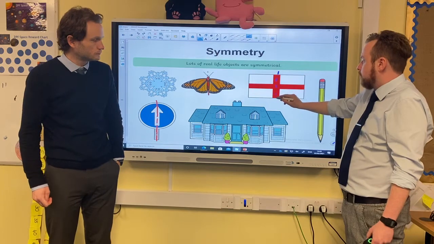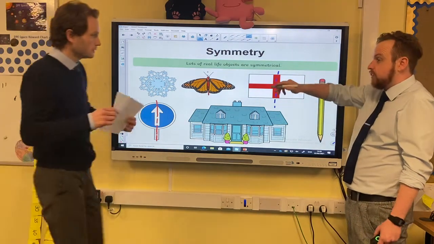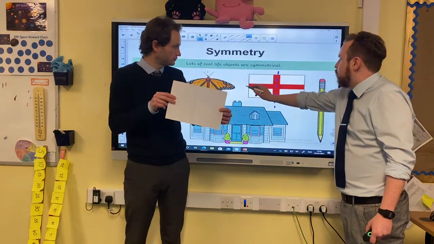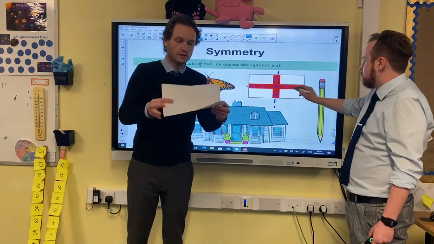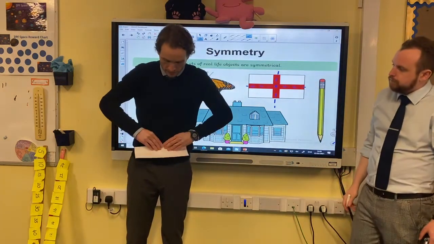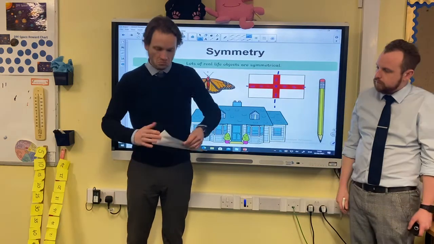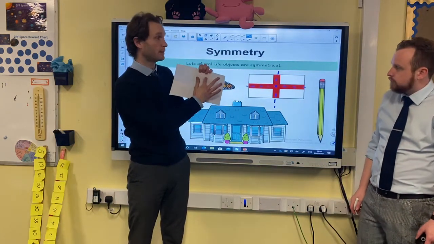So I could go vertically like that, just like you did there. Yes, we've done that one. But I could also go horizontally. If I fold my paper horizontally, open it up, perfect, that bit is the same as that bit.